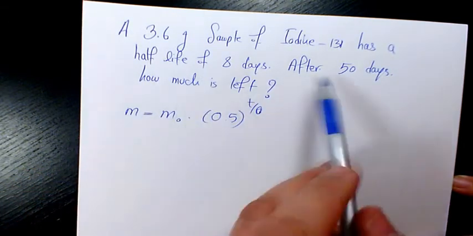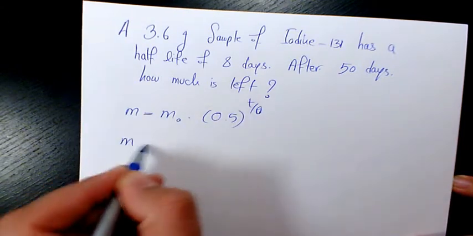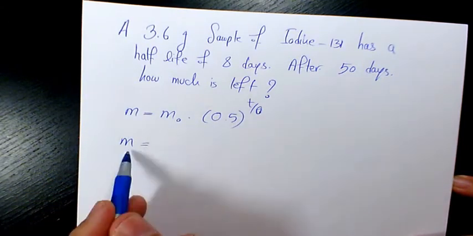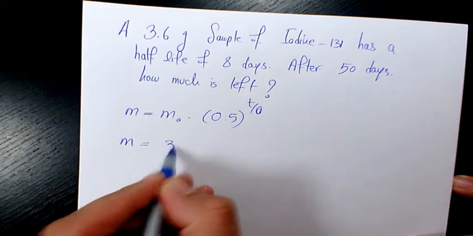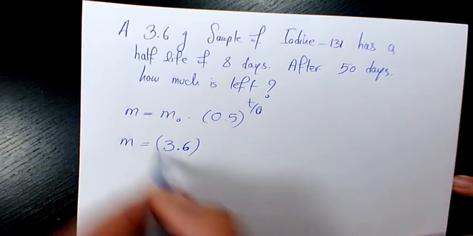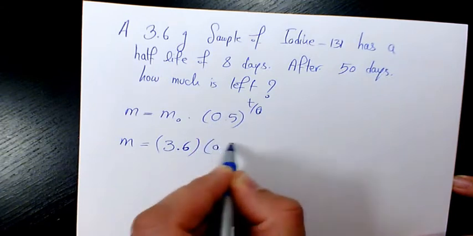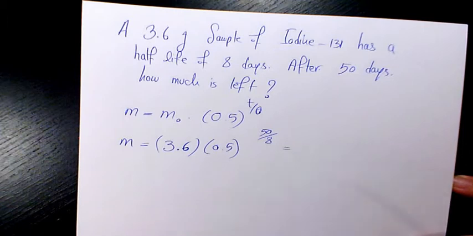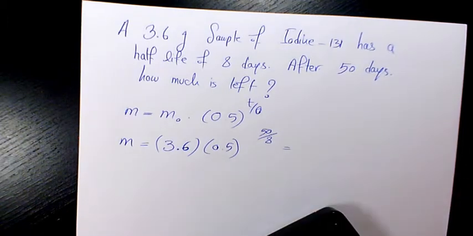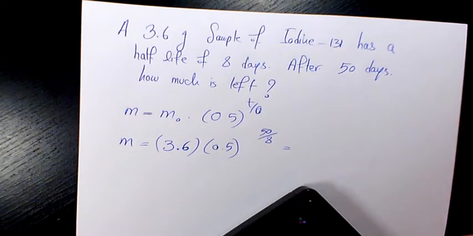It says how much is left, which means we are looking for m, the remaining mass. m₀ is the initial mass, or the mass in the beginning. t is 50 days and the half-life θ is 8 days. So we just calculate: it's going to be 3.6 times 0.5 to the power of (50 divided by 8).